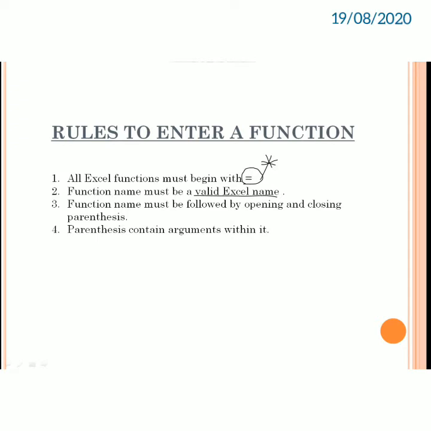For example, some functions you have already done, isn't it? Remember, we have done sum. Now, what is a sum? Sum is used for adding the values of a particular range. As we have said that an Excel function name must be a valid Excel name, this is a valid Excel name. As we move on with the class, we will learn a few more function names. Then rule number 3. Function name must be followed by opening and closing parenthesis.